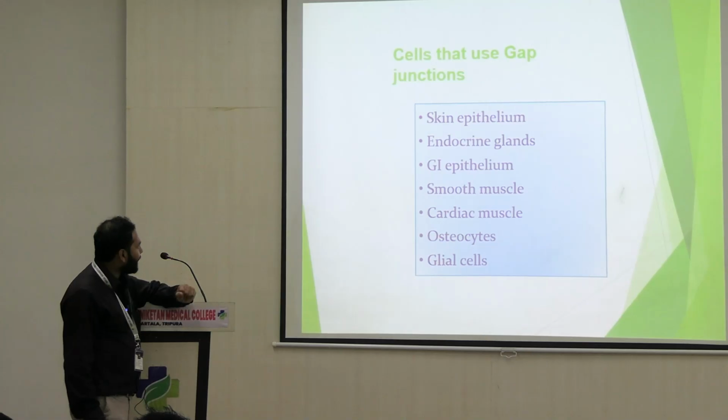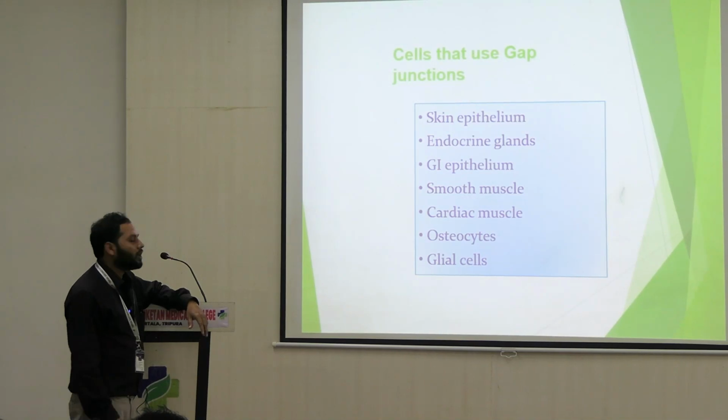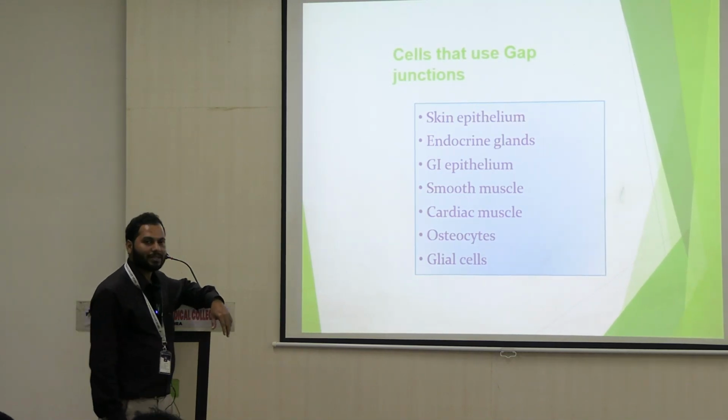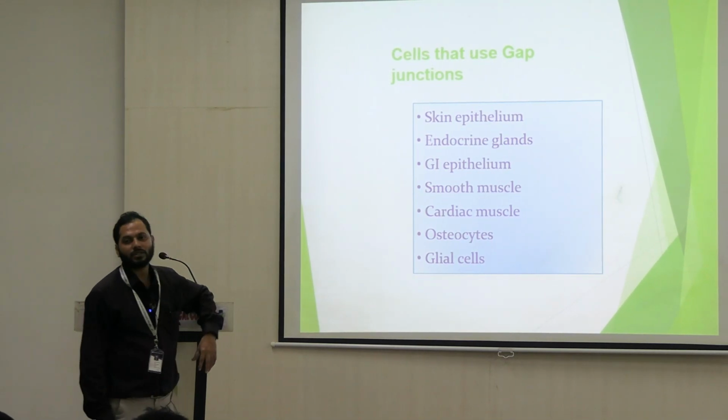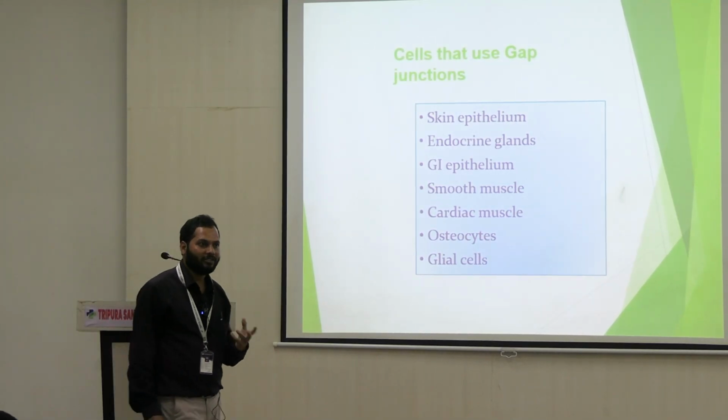These are some cell types where gap junctions can be found, like skin epithelium, endocrine glands, gastrointestinal epithelium, smooth muscle cells, cardiac muscle cells, the brain cells, as well as glial cells. So these are the most important cell types where gap junctions can be found.